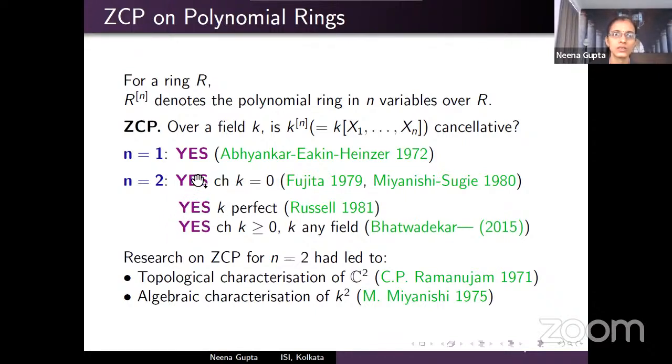The research on this case had led to a beautiful topological characterization of the affine plane due to C.P. Ramanujam and an algebraic characterization by Miyanishi. Eventually this algebraic characterization led to the proof that the affine plane is cancellative. Again, this topological characterization was also used to give a cancellation property of the K^2 by Gurjar.